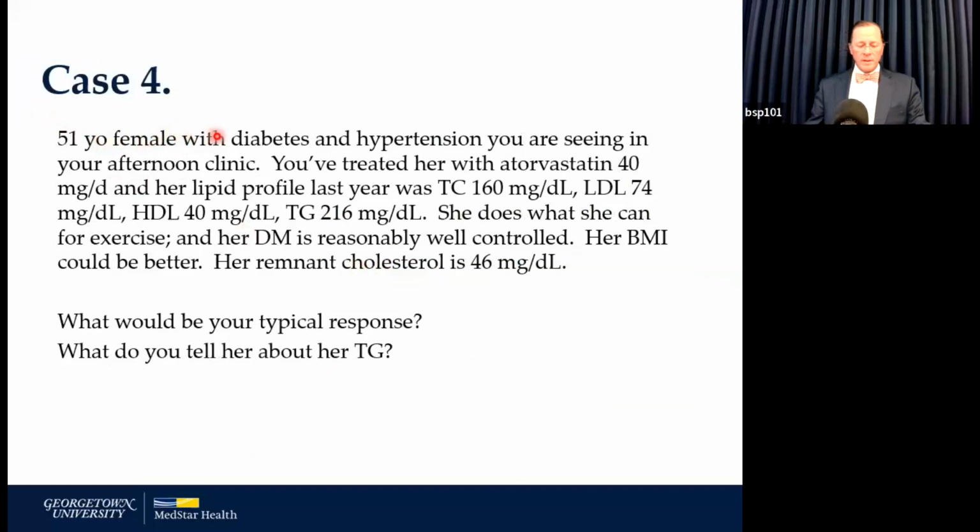So, a 51-year-old female with diabetes and hypertension who's not had CVD yet, seen in your afternoon clinic, so pay attention to that detail. You treated her with Torva 40, and her total cholesterol is 160, LDL is 74, HDL is 40, triglycerides are 116. She's doing what she can for exercise, and her diabetes is well controlled. Her remnant cholesterol is 46. You're saying, what's remnant cholesterol? I've never even heard of that. So what would your response be to this?